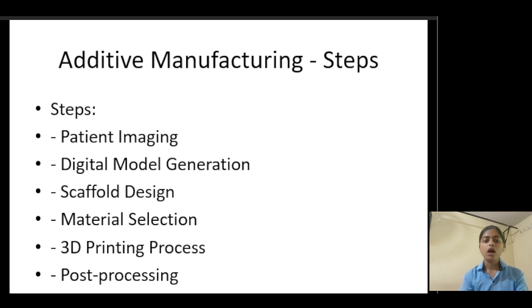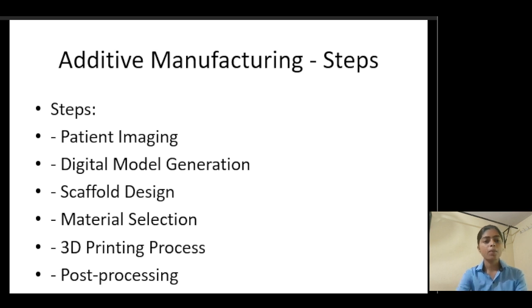So next one is material selection. Material selection is, a biocompatible material suitable for bone tissue engineering is chosen for the 3D printing process. This material should be capable of supporting cell attachment, growth, and bone regeneration. And the next one is the 3D printing process. Once the scaffold design and material selection are finalized, the actual 3D printing process takes place. The chosen technique is used to build the scaffold layer by layer.